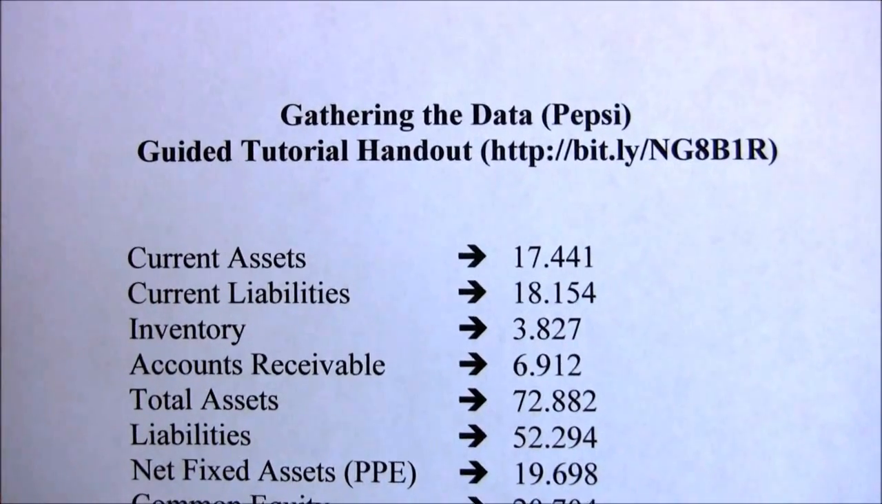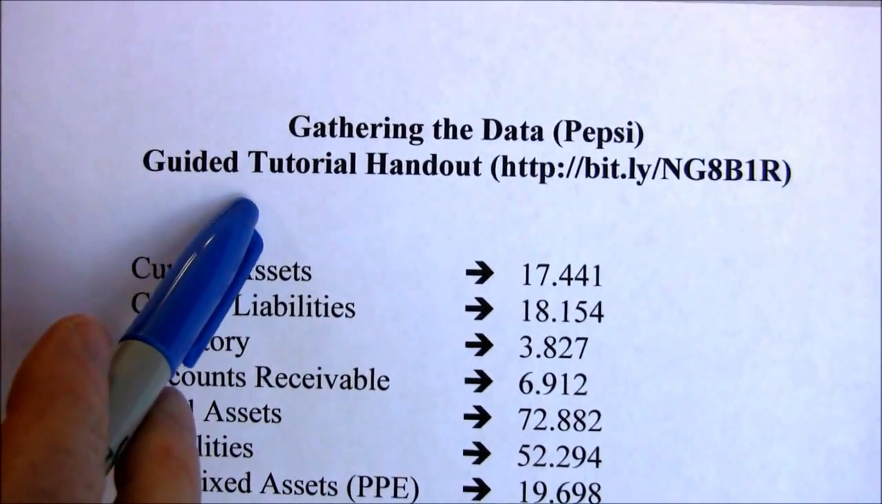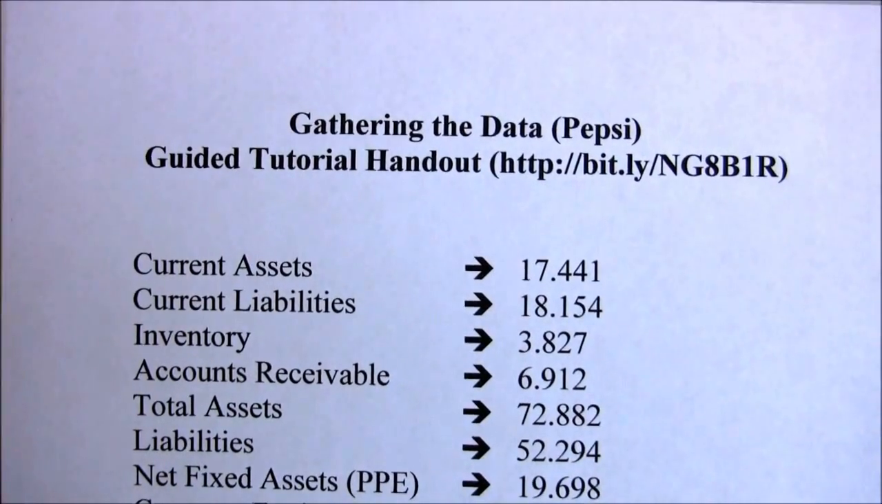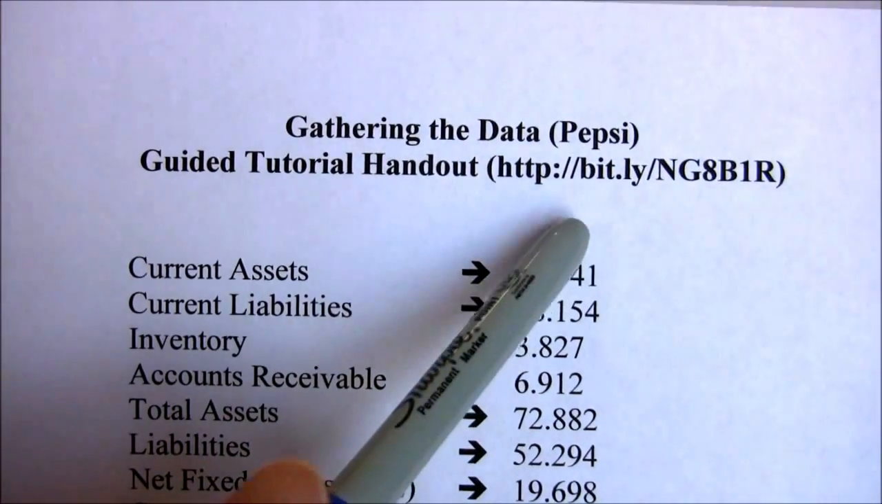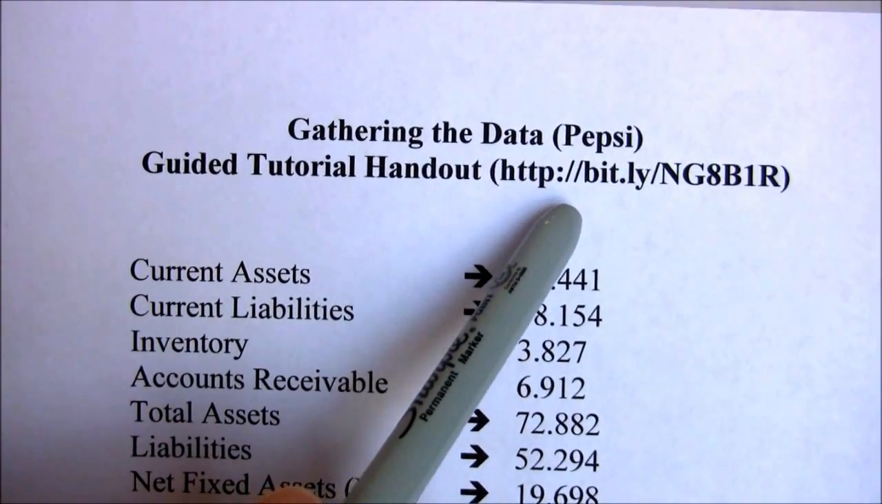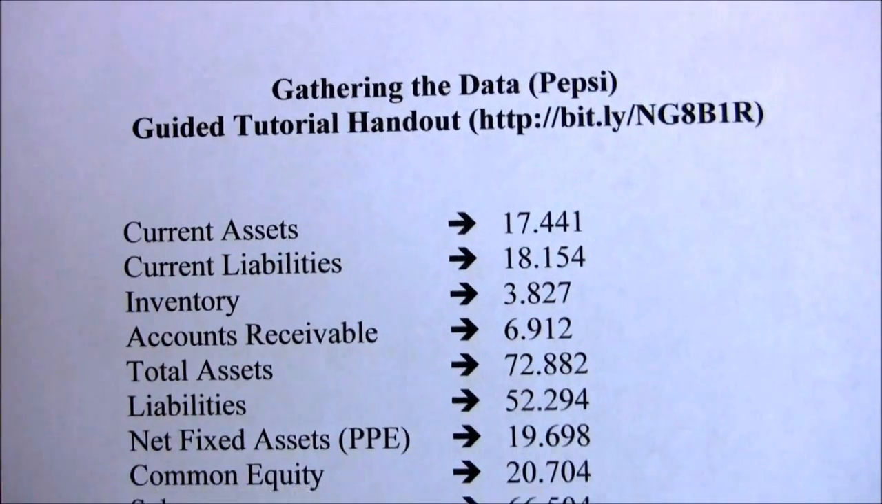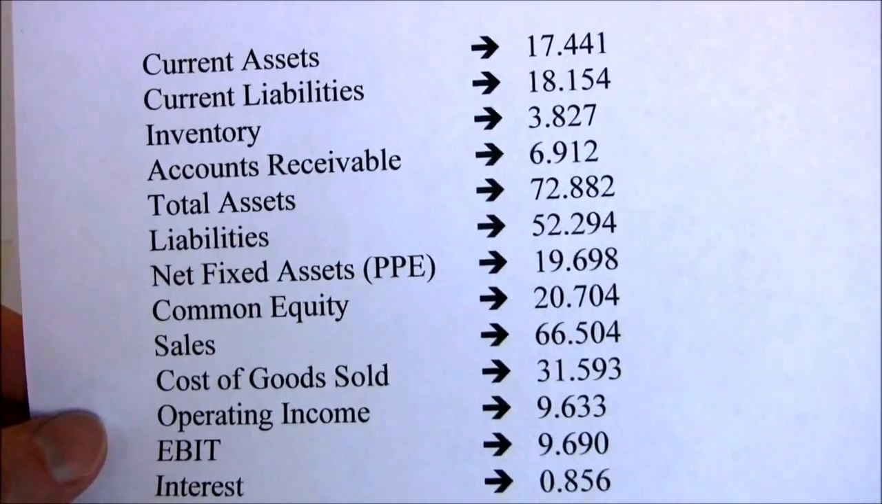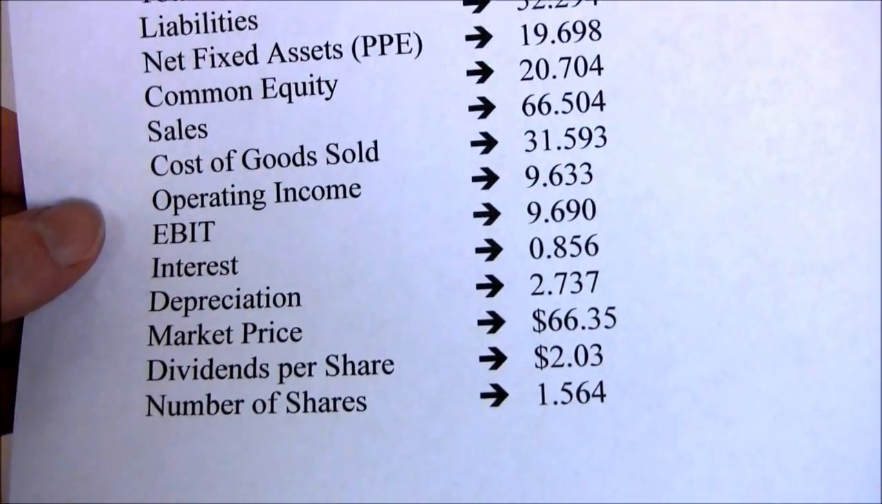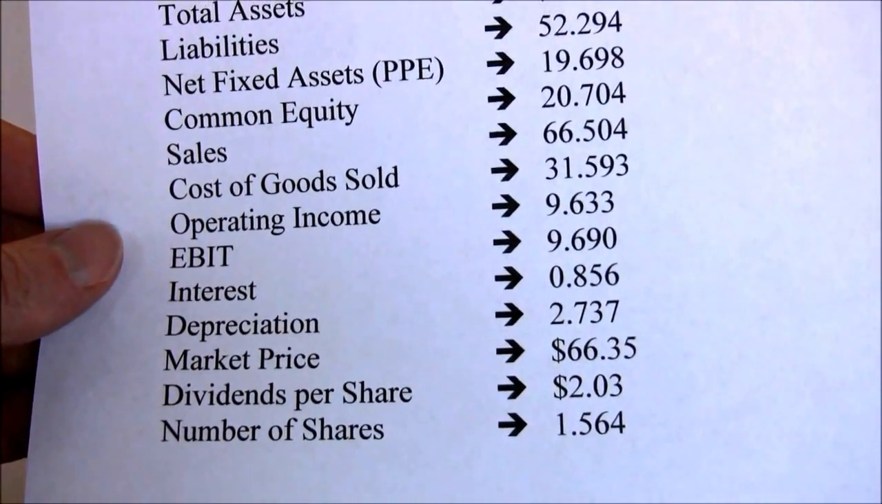That data was from your guided tutorial handout in Canvas, or if you're not in my class, you can get those financial statements for Pepsi downloaded from the following bit.ly address. But when we went through and gathered that data, we gathered all the data that we needed in order to calculate the financial ratios that we're going to go through.